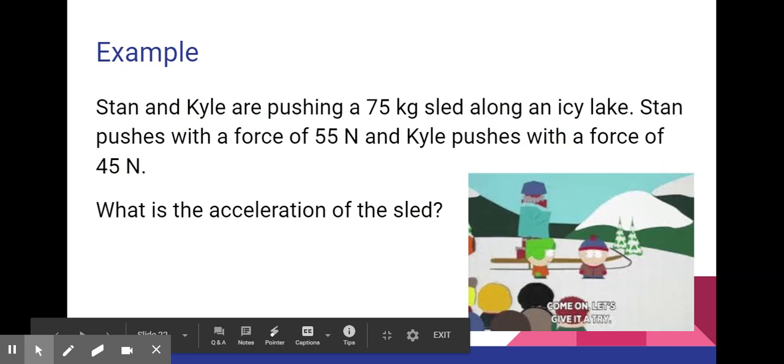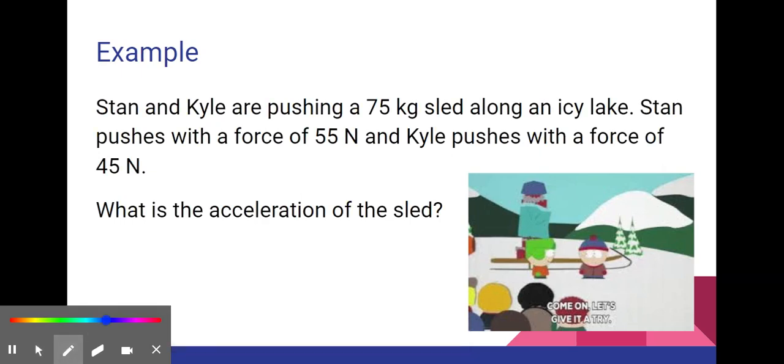So here's an example for you. Stan and Kyle are pushing a 75 kilogram sled along an icy lake. Stan pushes with a force of 55 newtons, and Kyle pushes with a force of 45 newtons. They're both pushing in the same direction. What is the acceleration of the sled?